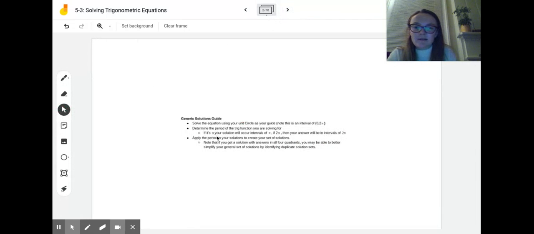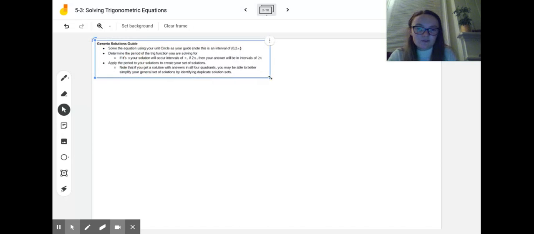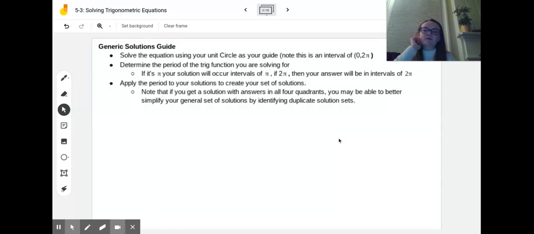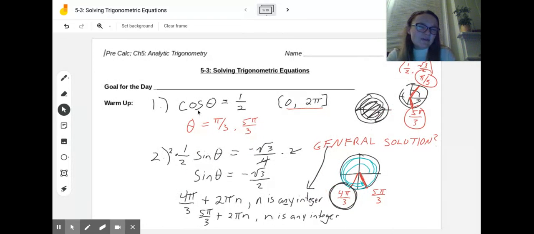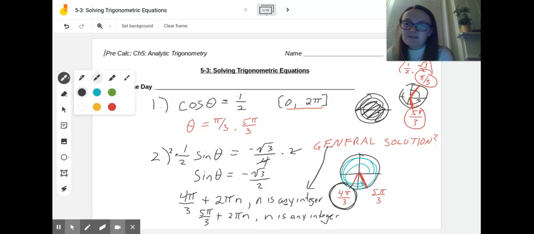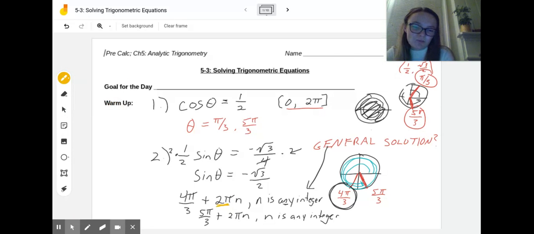All right, so here are some general guidelines for solving trig equations. Number 1, you want to solve the equation using your unit circle as your guide. In general, the unit circle is just going to give you a picture of the interval 0 to 2 pi, or technically 0 to -2 pi. Number 2, you're going to determine the period of the trig function you're looking for. In the cases that we just did, cosine and sine have a period of 2 pi. That's why my general solution always has a 2 pi in it.